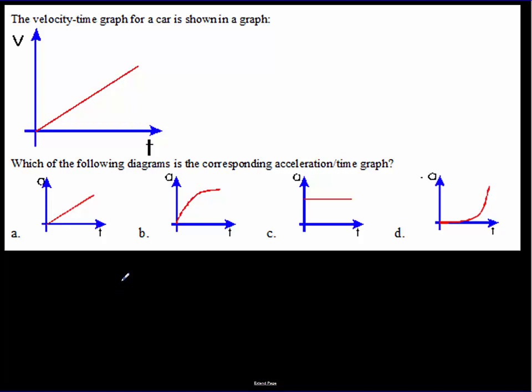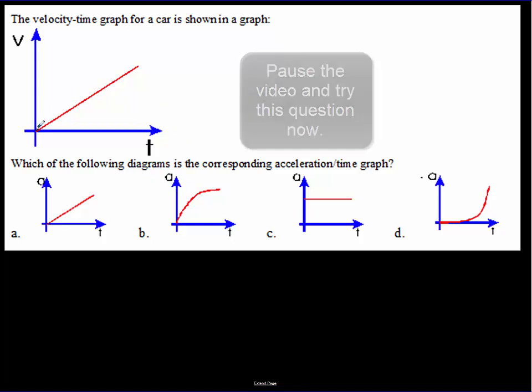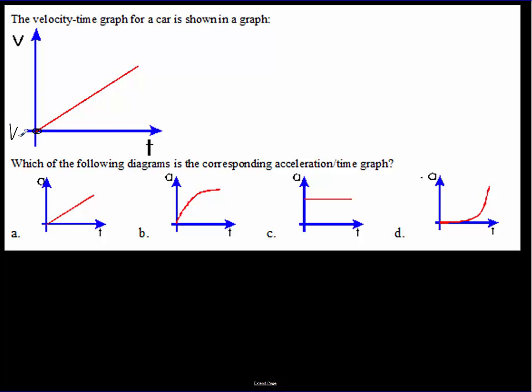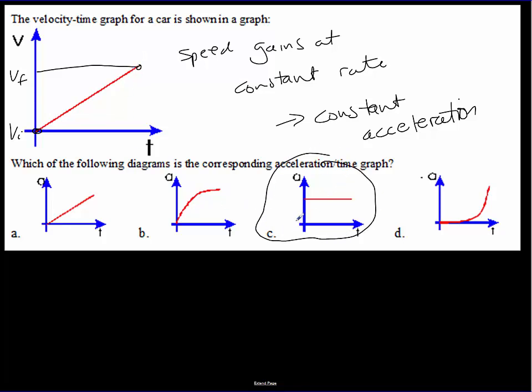We haven't looked at velocity time graphs, but maybe you can work this one out anyways. Pause the video, try the question, come back with the answer. So here's a VT graph, and here's the initial speed, and here's the final speed. And you'll notice the speed is gaining at a constant rate. Well, that means you've got uniform acceleration, constant acceleration. It's only true because we've got a straight line here, a constant rate of speed gain. And that means a constant acceleration, and here's the graph with constant acceleration.